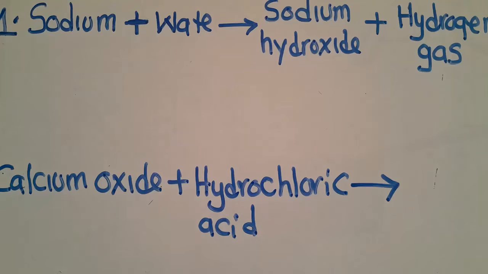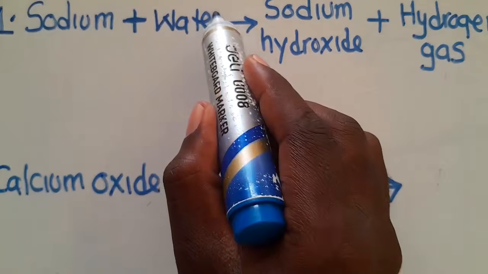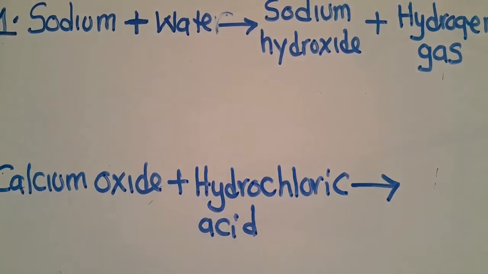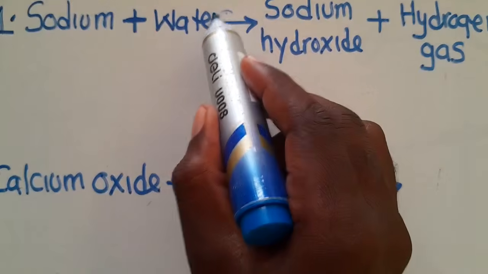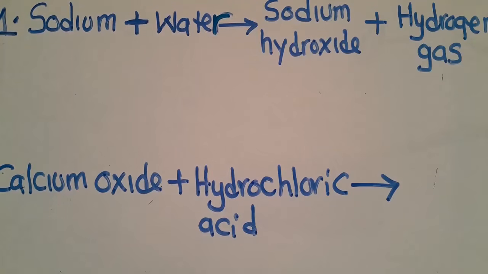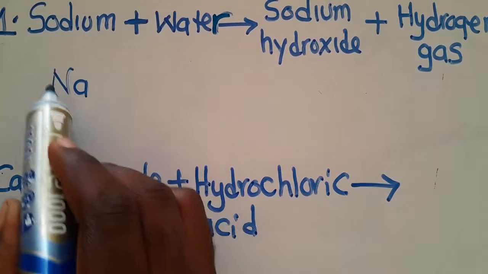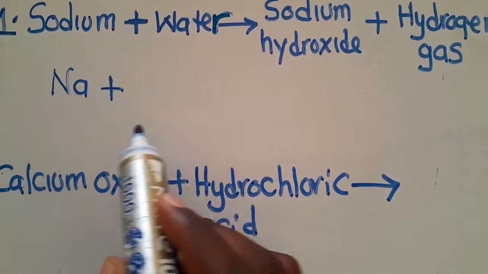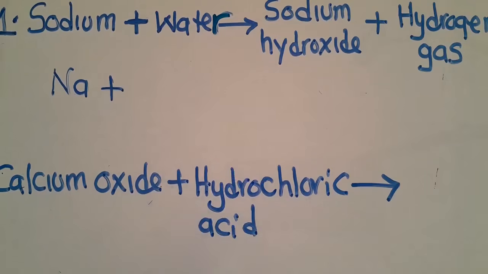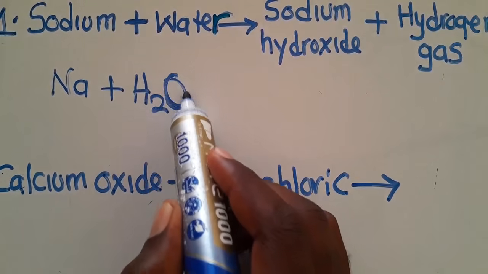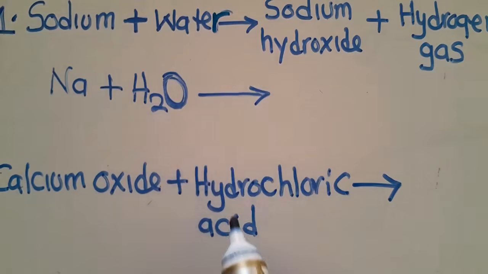of a periodic table. So this is sodium, and here is supposed to be water. How do you write chemical formulas? So this sodium, how is sodium? Sodium is like this: capital letter N, small letter a, plus water. How do we write water? We all know that it is H2O.